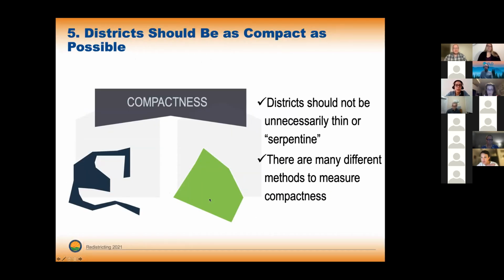Our fifth one, the district should be as compact as possible. We see 2 different districts here on the screen, the one on the left and one on the right. You can see the one on the left is not compact. It covers a lot of ground. It's unnecessarily thin, or serpentine is the term. And the one on the right is compacting together. So whenever possible, districts should always be drawn in that manner.